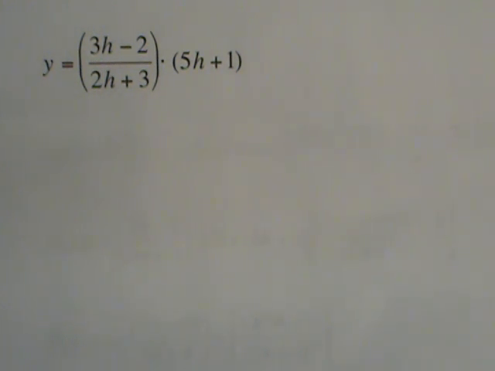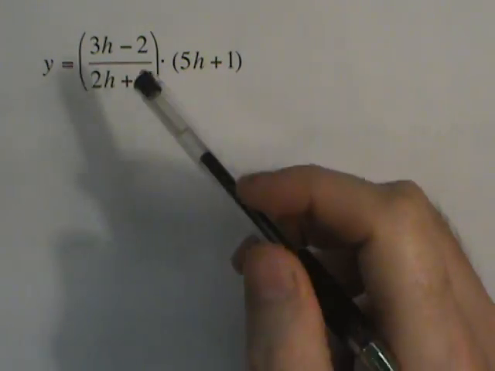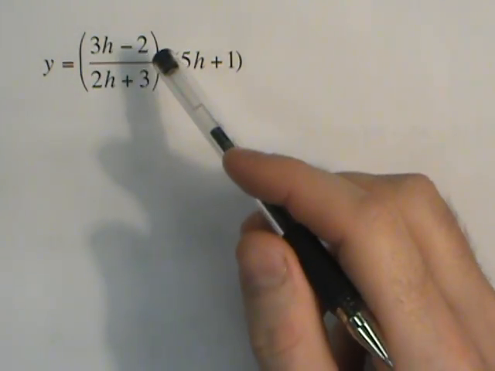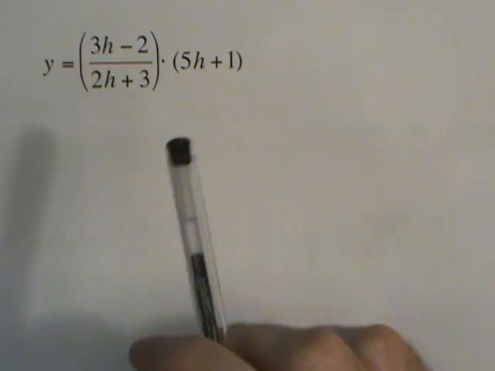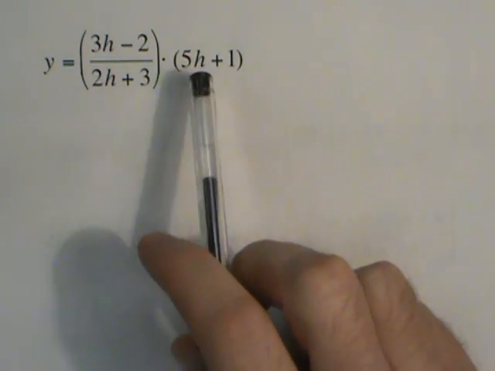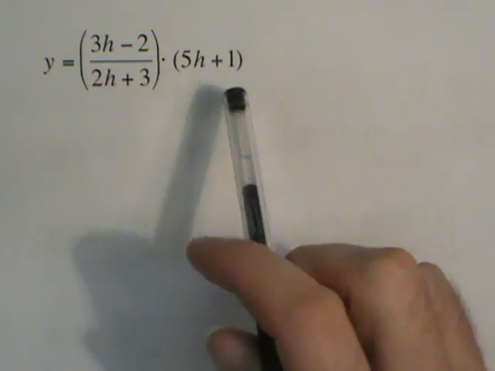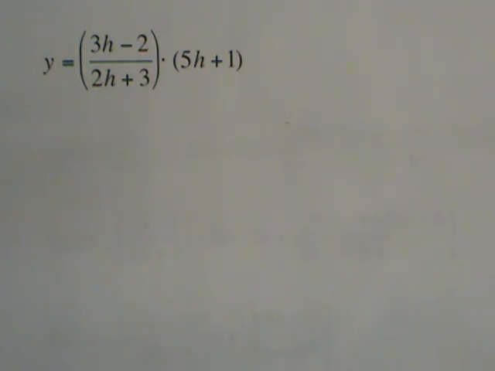For our fourth example of the quotient rule, we get to look at not only the quotient rule but also the product rule thrown in here. And so obviously from the first part you can see that we have a quotient of 3h minus 2 over 2h plus 5, but then we also have the product of 5h plus 1. And so our first step is actually to work the product rule, and you'll see as we're working the product rule where the quotient rule works itself in there.